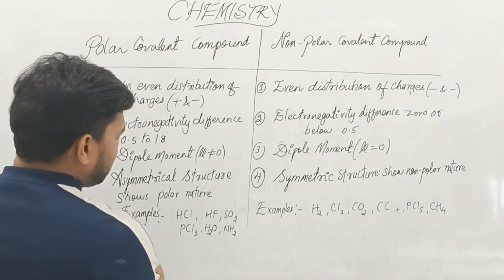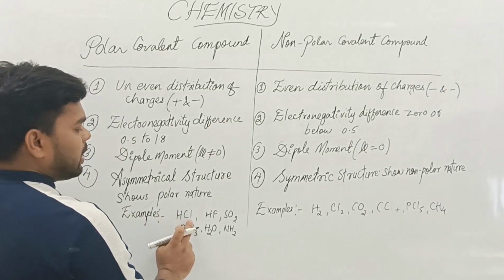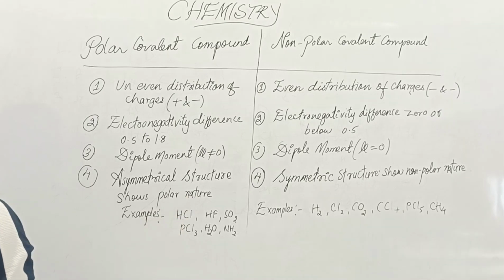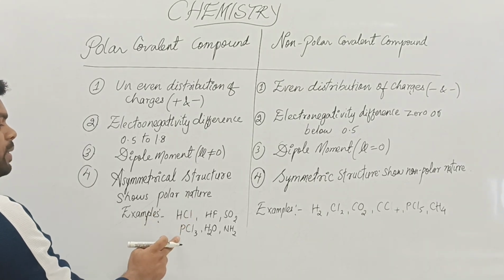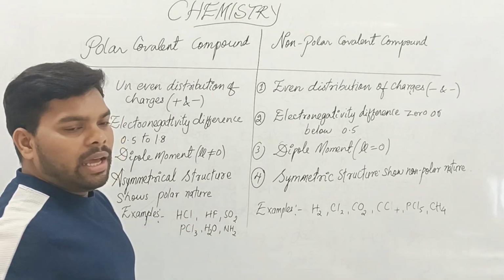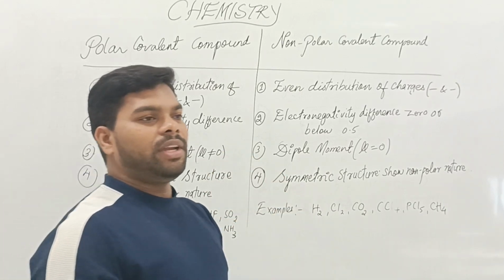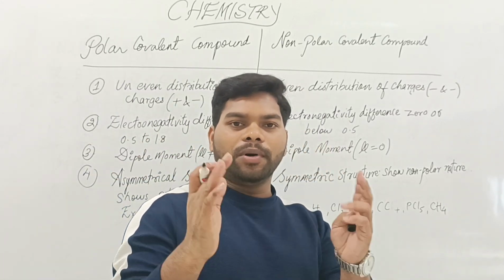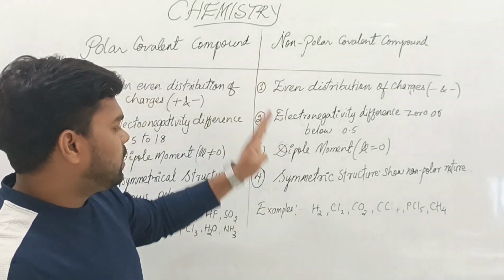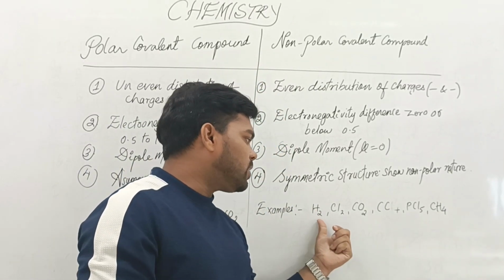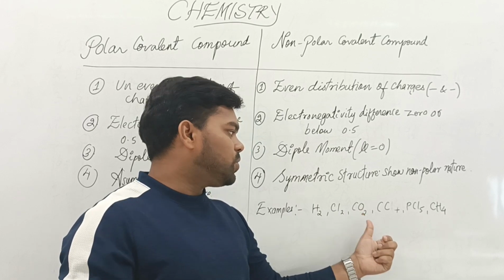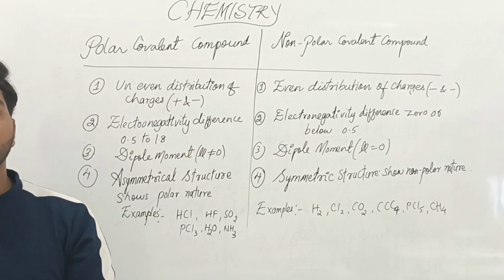Now there are some examples. Here we have HCl, hydrochloric acid or hydrogen chloride, sulfur dioxide, KCl, H2O, and NH3. These are the polar covalent compounds. However, the non-polar covalent compounds are H2, Cl2, CO2, PCl5, and CH4.